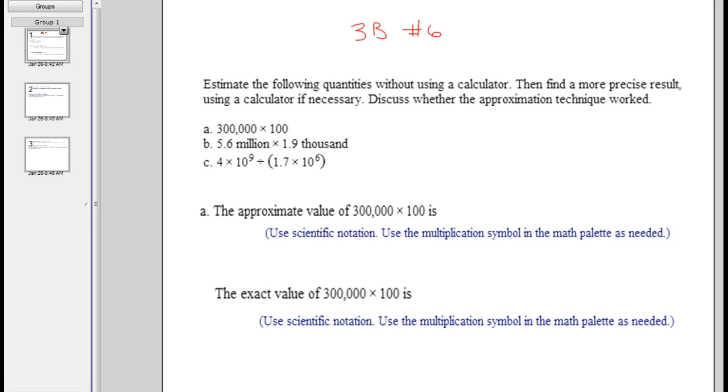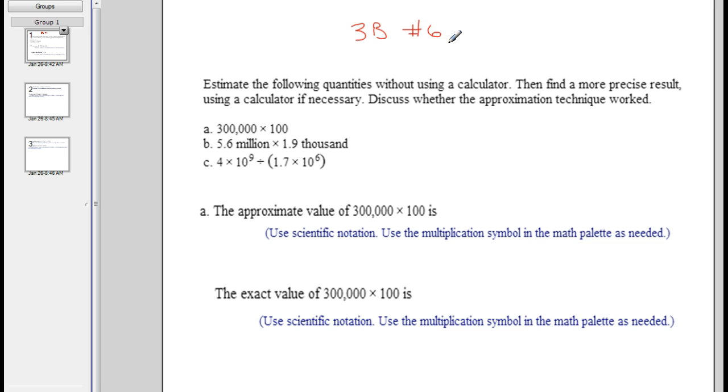Class, this is a homework example from section 3B. This is problem number 6. You may not have the same numbers as this, but it's the same work that you have to do to get the answer. What we're doing here is approximating big numbers being multiplied together, and we're using scientific notation to do that.